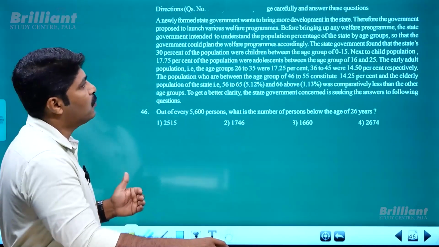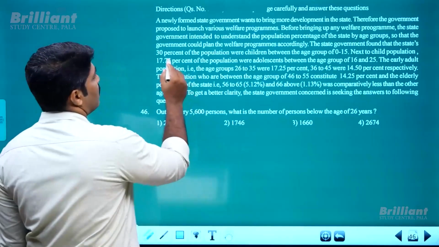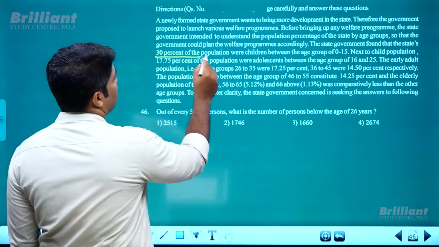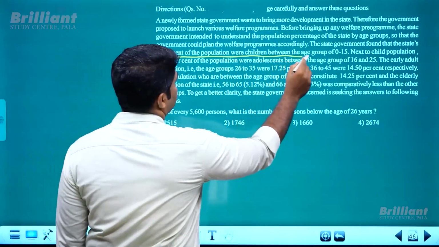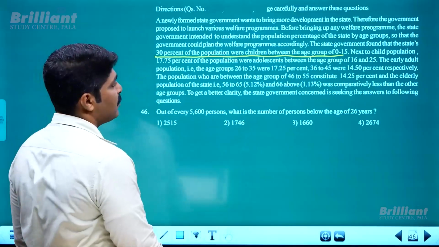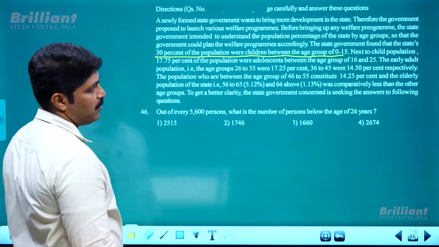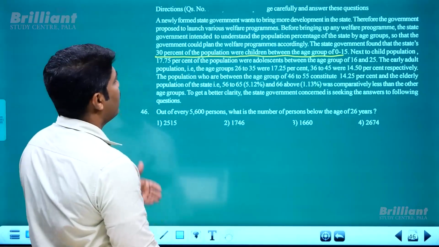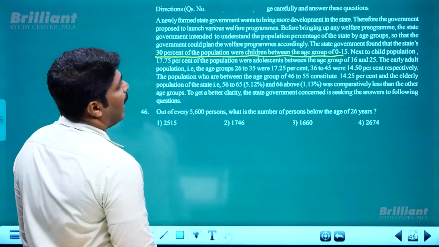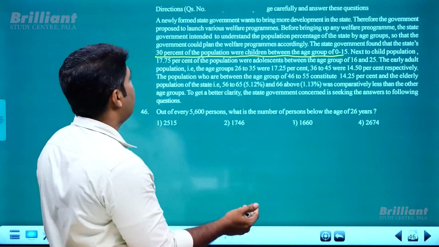From where we have to start our focus? We have to start our focus from this statement: 30% of the population were children between the age group of 0 to 15. So here we are considering different age groups and their percentage-wise distributions. 0 to 15, 30%.